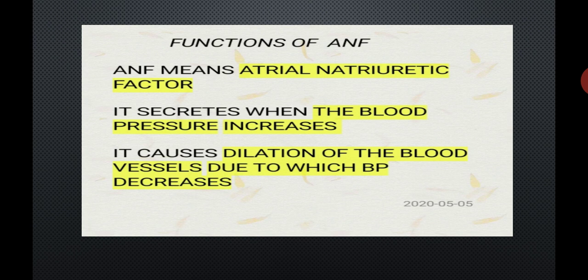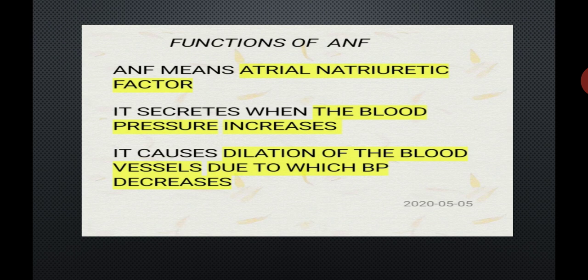First, see the full form of ANF. A stands for arterial, N stands for natriuretic, F for factor. So ANF means arterial natriuretic factor. Function: it is secreted when the blood pressure increases. When the blood pressure increases, ANF is secreted from the muscles of the arterial wall, and then it causes dilation of the blood vessel, due to which blood pressure decreases.